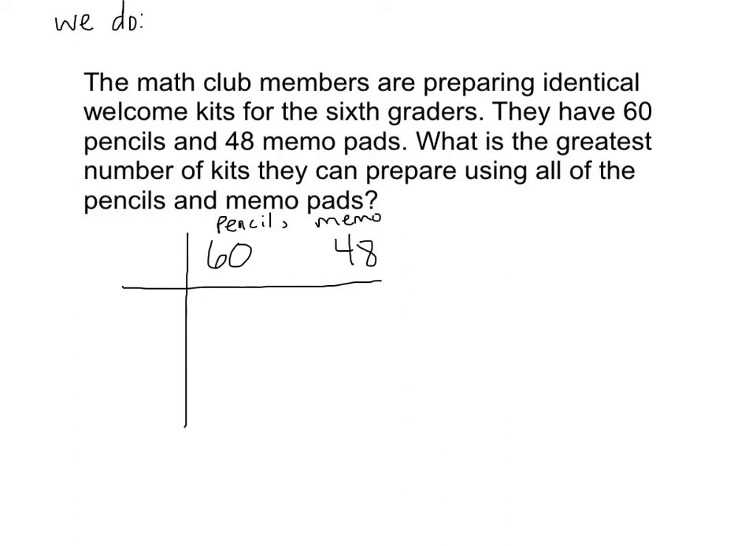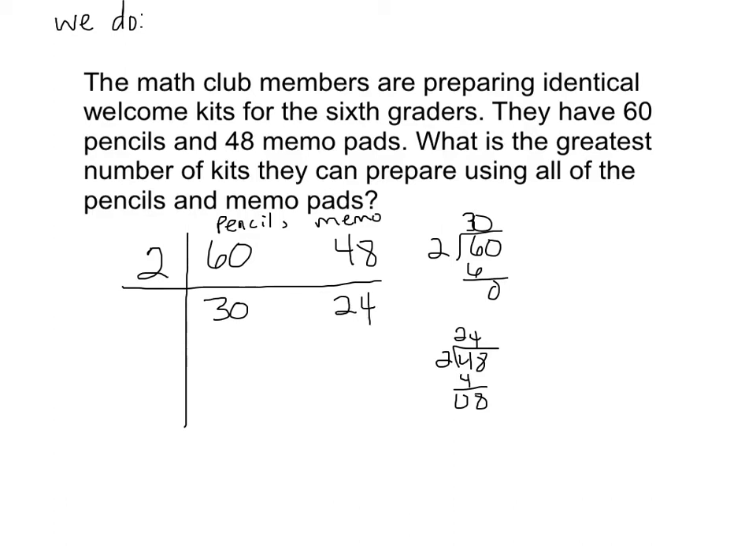What I notice right away is that this ends in 0 and this ends in 8. So I know that 2 will fit evenly into both of those. How many times? Well, I can do the little shortcut real quick. 2 goes into 6 3 times. So that's 30. And 2 goes into 48. Well, 2 goes into 4 twice. And 2 goes into 8 4 times.